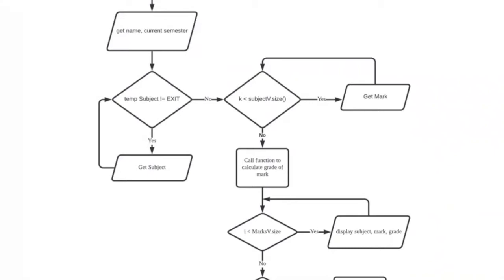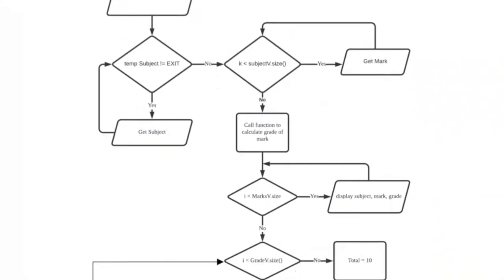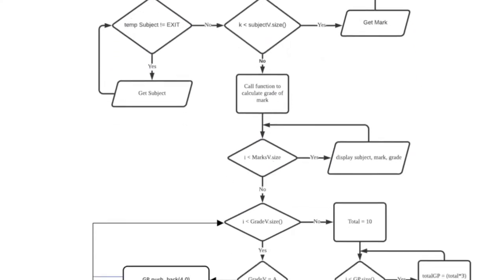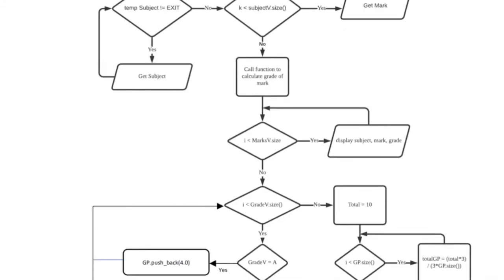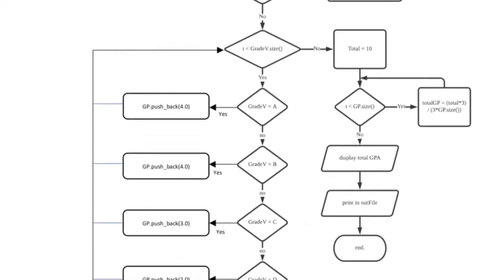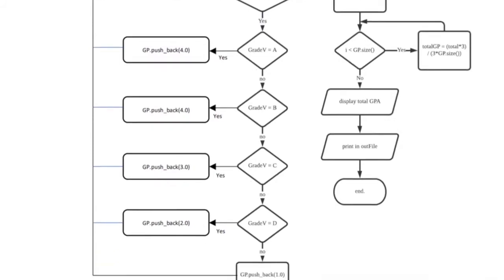And then the user will be prompted to get the marks of each student for each grade, and the program will display all the subject marks and grades. So for the grade size, we have exactly four different grades, which are A, B, C, and D. For grade A and B, the students will get 4.0 GPA. For C, 3.0, and D, 2.0.